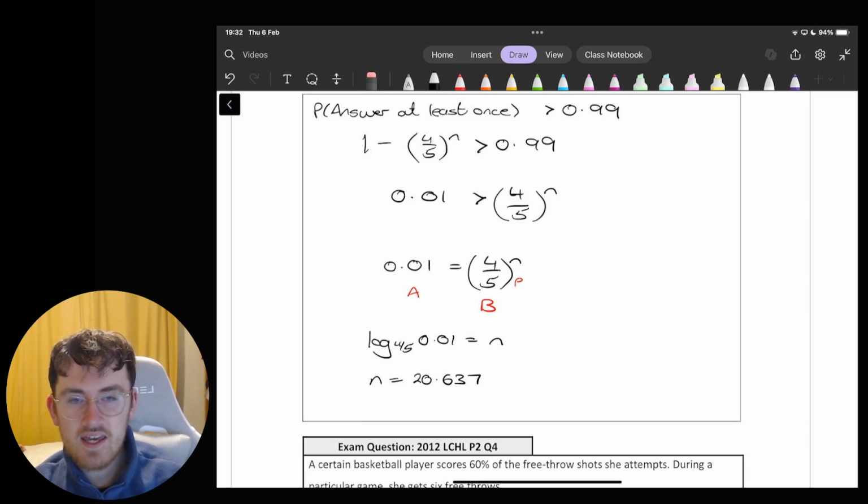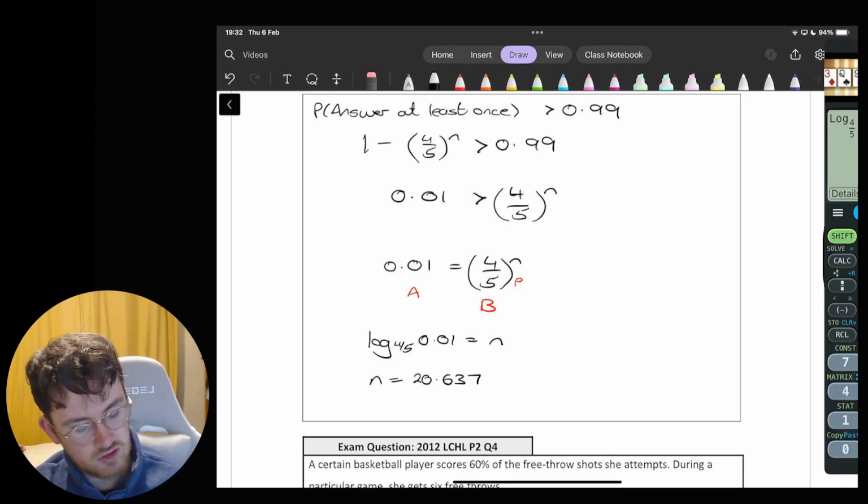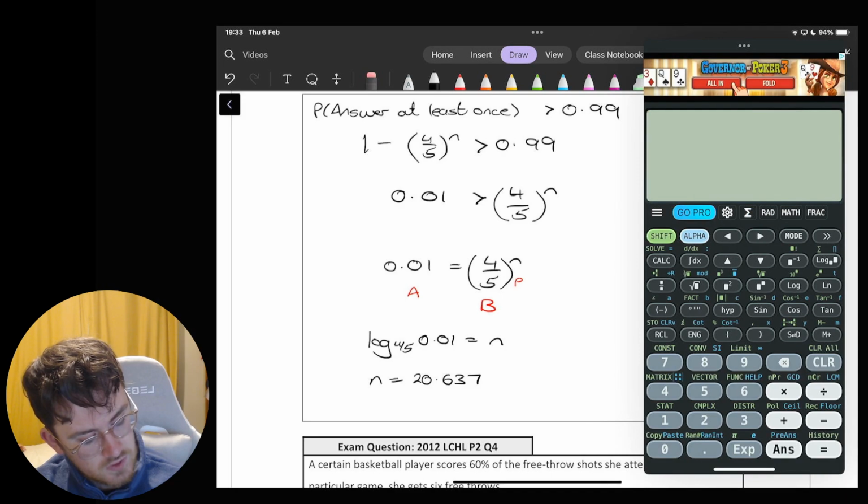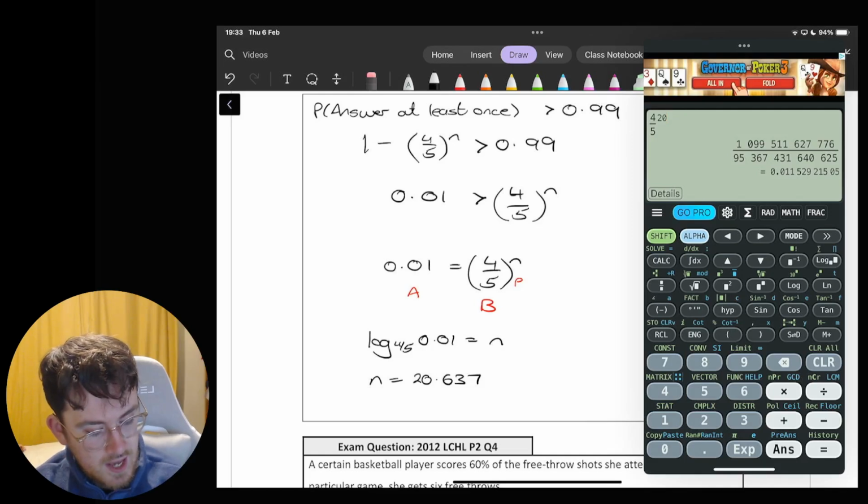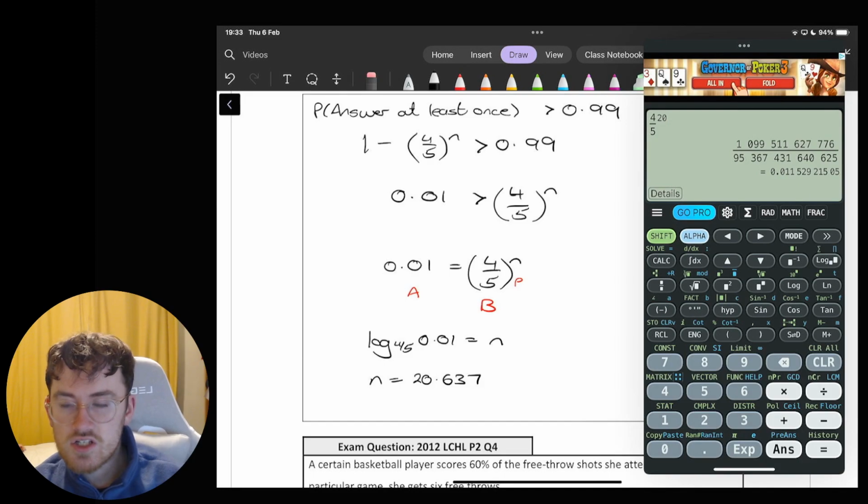Okay, the idea here is that if n is smaller than this, well, we can try it out. So let's try 4 over 5 to the power of 20, for example, and we get 0.011529, which is not small enough. Okay, that's not equal to 0.01. It's in fact larger than 0.01.